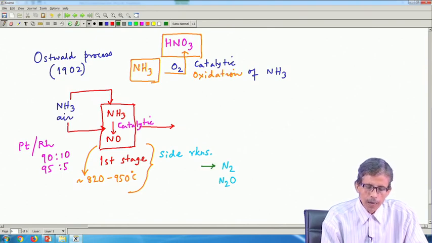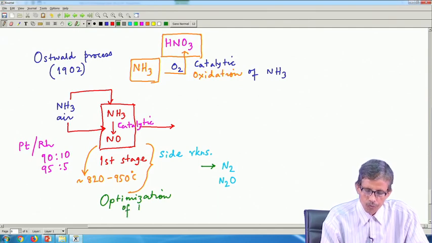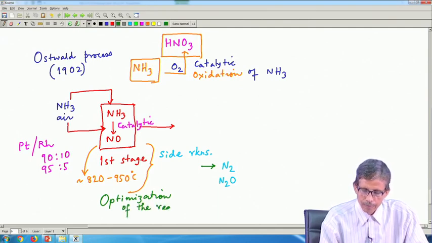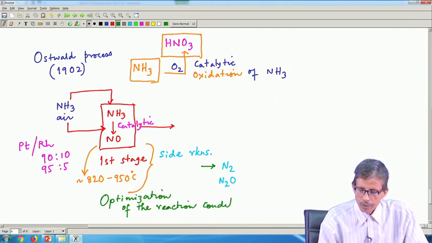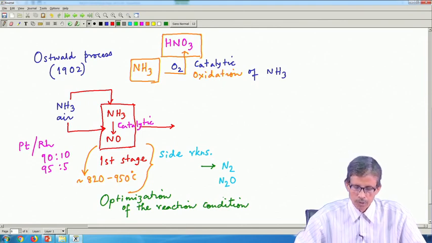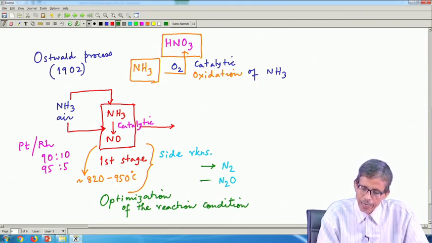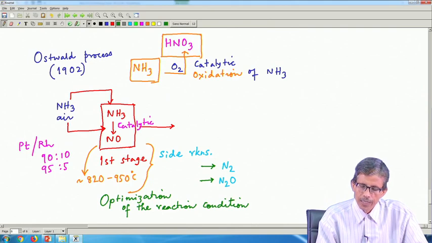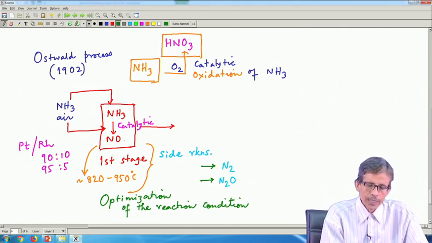So, optimization of the reaction condition is therefore very much important. Otherwise, we will end up with the production of N2 and N2O along with your desired NO.